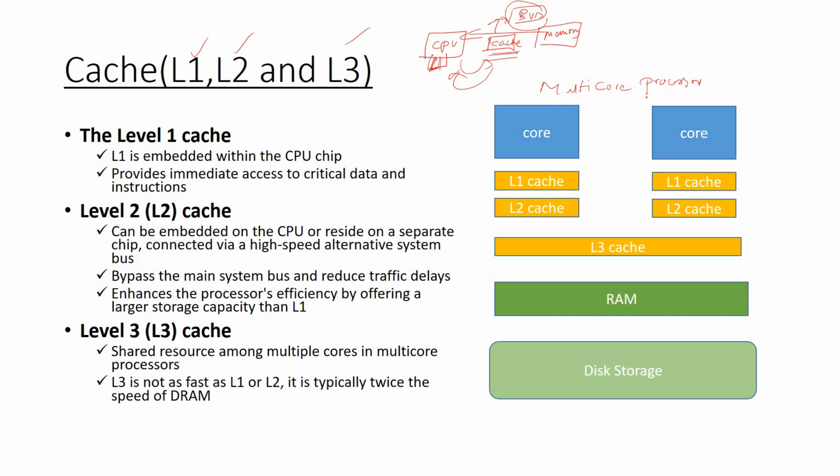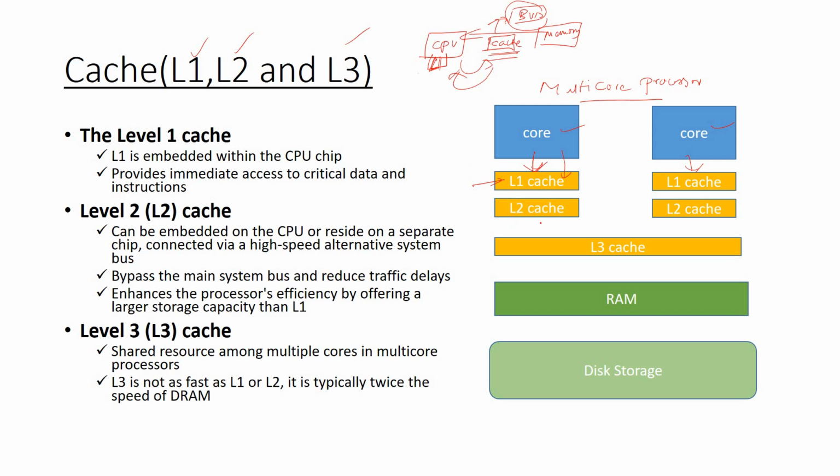Here we can see a multi-core processor. We have 2 cores. For each core, we have a corresponding embedded L1 cache. Whenever the CPU wants to execute an instruction, these cores will check whether the instruction or corresponding data is present in the L1 cache. If it is present, then it will directly read from here and execute it. Since the L1 cache is generally embedded within the CPU chip, the instruction execution will be very fast.